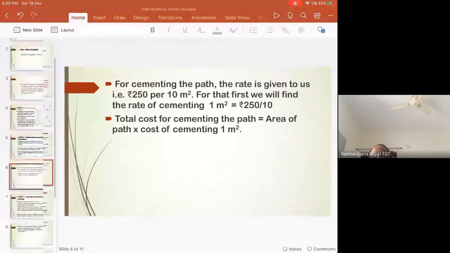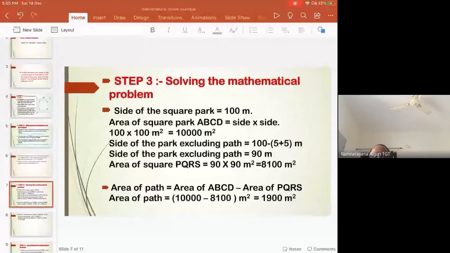After that, the third step is solving the mathematical problem. How can the learners solve this problem? The side of the square part is 100 meters. So we apply the area of square ABCD, which is side into side, that is 100 multiplied by 100 meter square, that is 10,000 meters square.